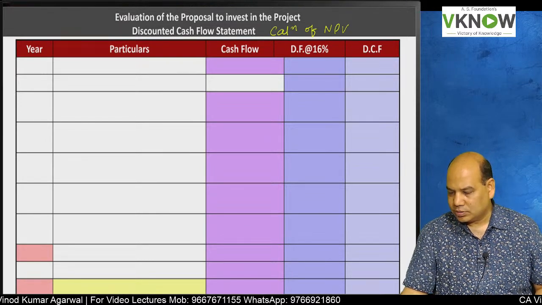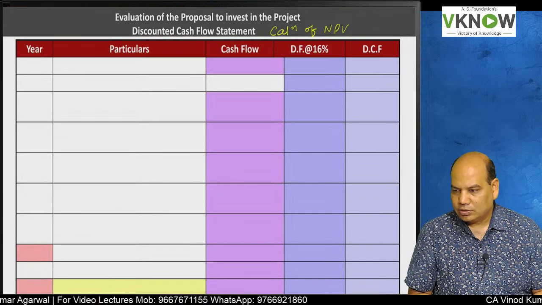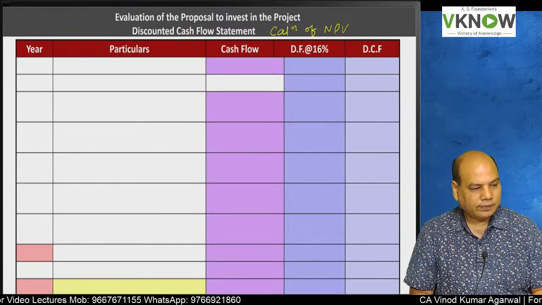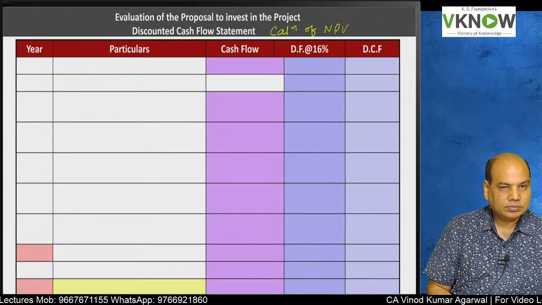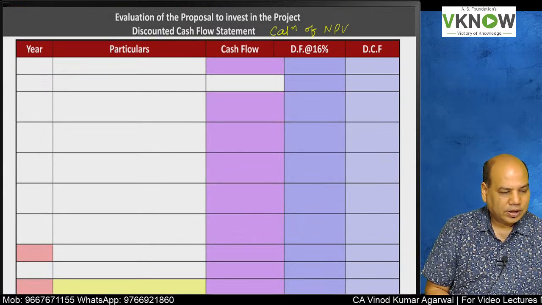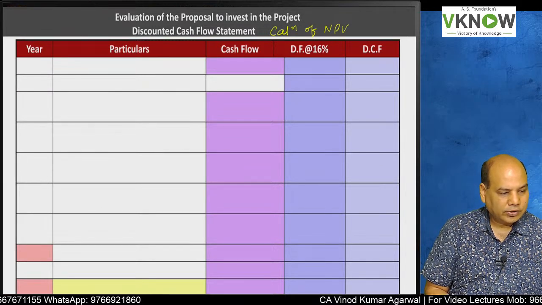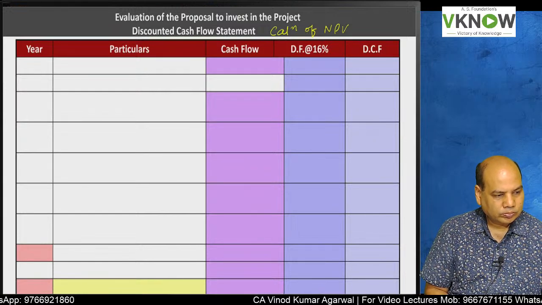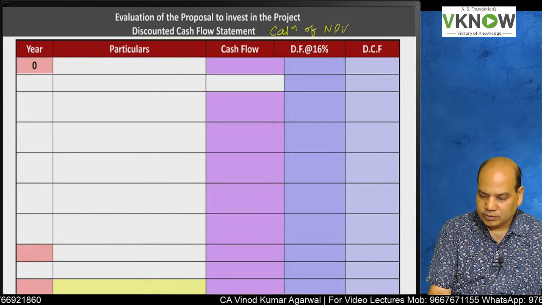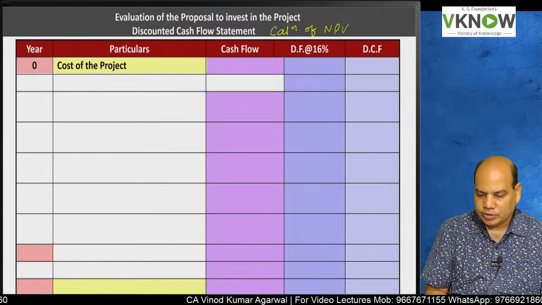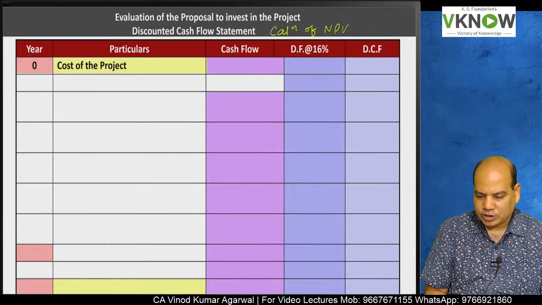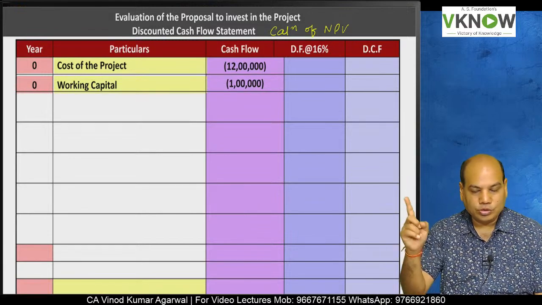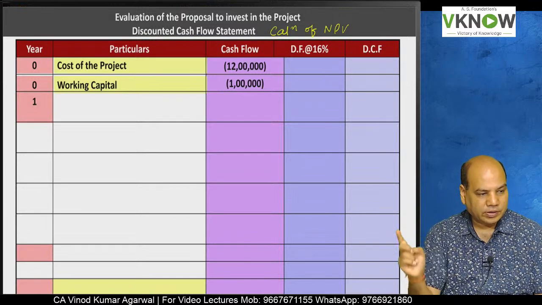Please solve all these questions. They are very useful. Write down the table: year, particulars, cash flow, discounting factor at 16%, and discounted cash flow. After drawing the format, you can write cost of the project is 12 lakh. Discounting factor and present value you will calculate. Last column heading you can write present value.